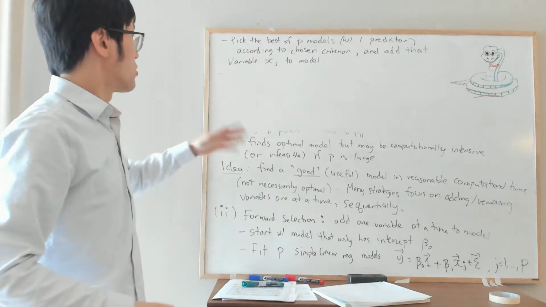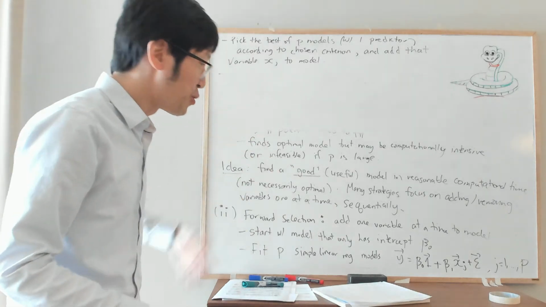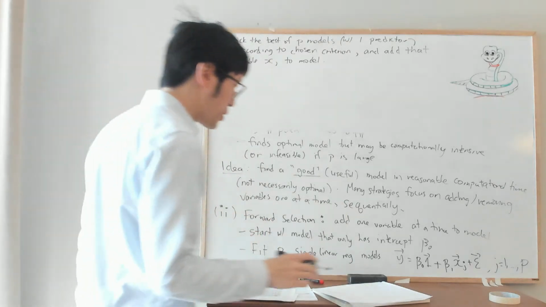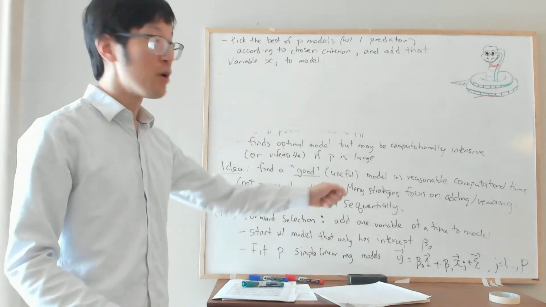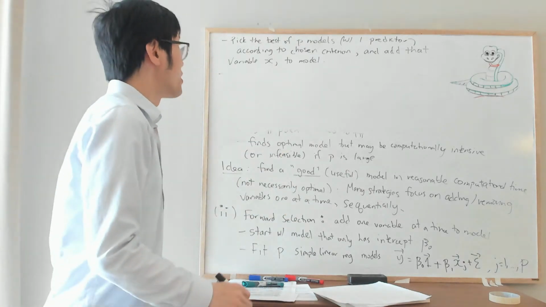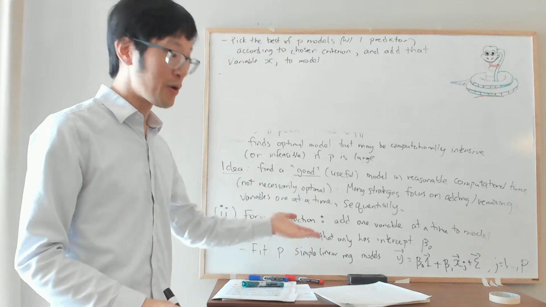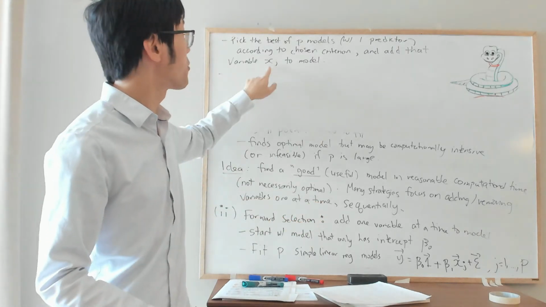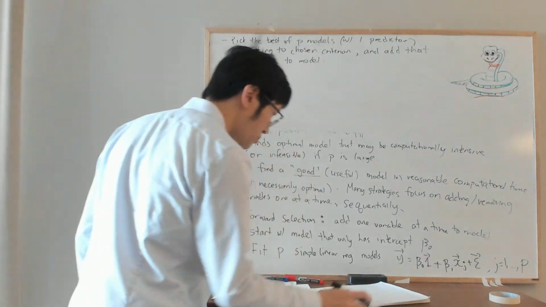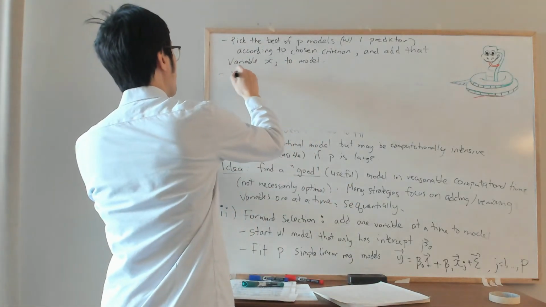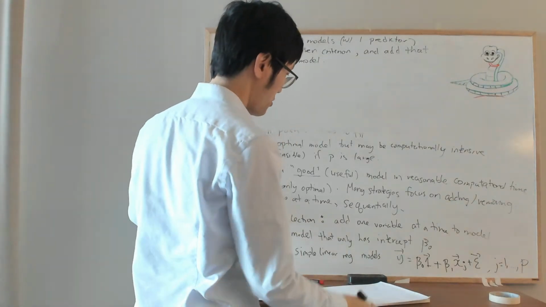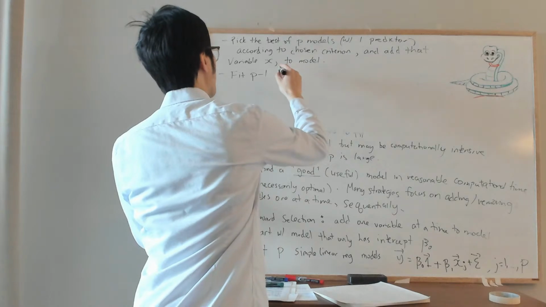Now we have one variable in the model. The next step is to add the next one, so we basically repeat the process. We have one variable in the model, and then we have p minus 1 other variables. Now we're going to test all possible regressions that have two variables: the one we already had, and then adding a second variable to the model. So in the second step, we have p minus 1 models to fit.